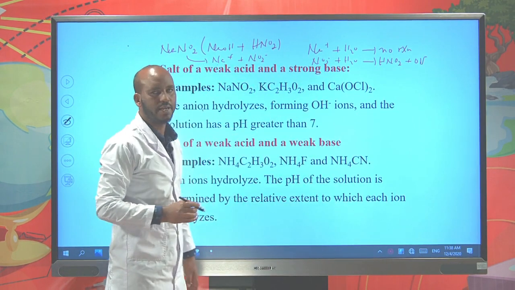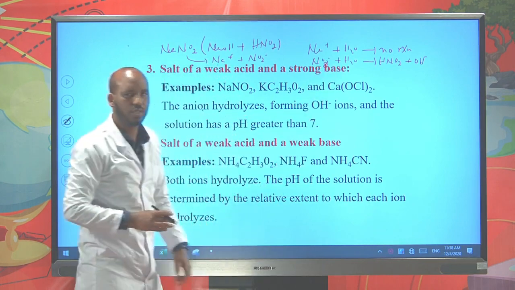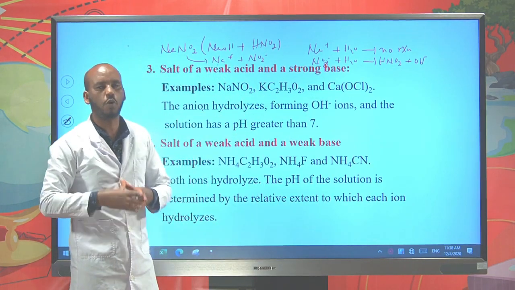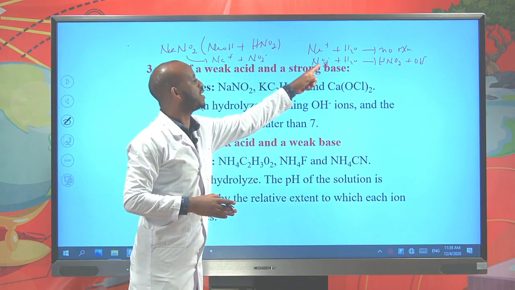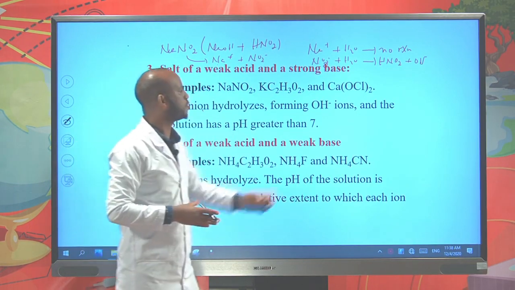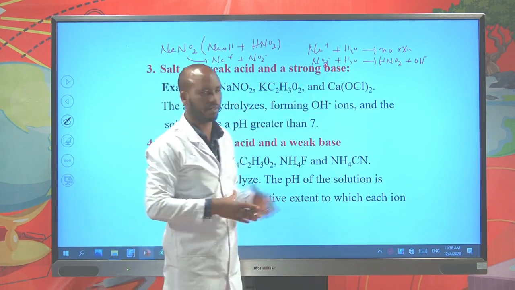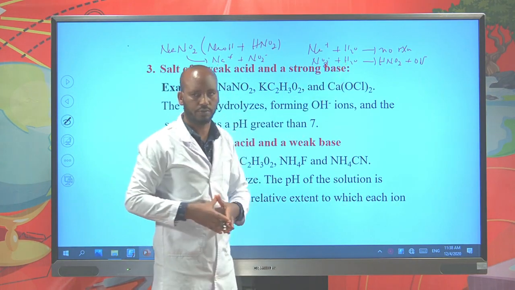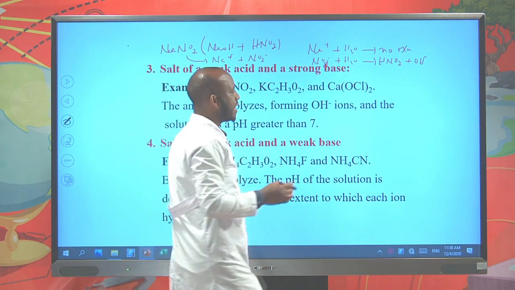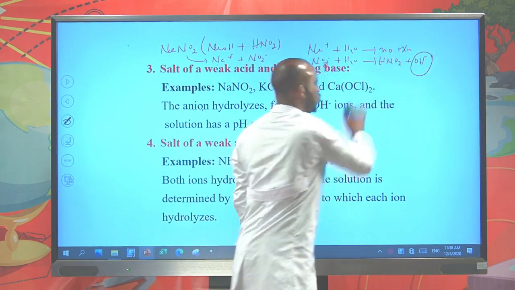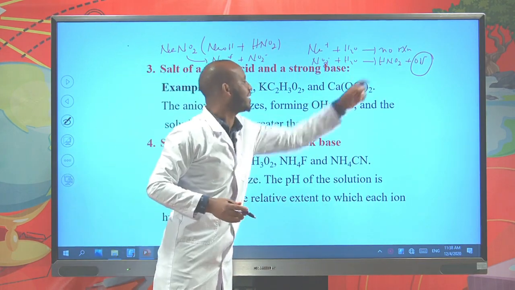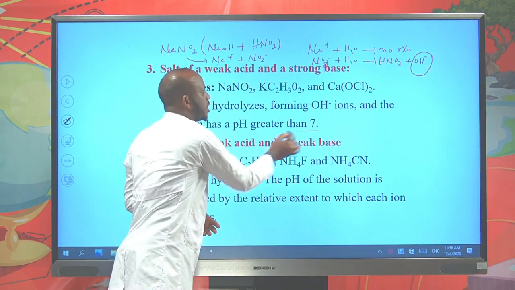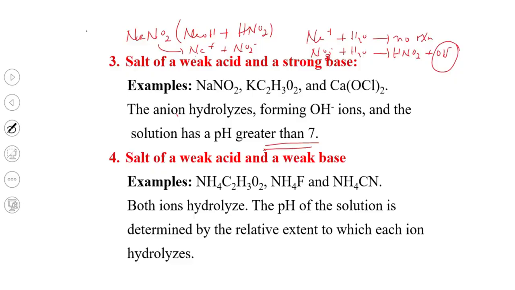Why does nitrite ion react with water? Because nitrite ion is the conjugate base of the weak acid, nitrous acid. If an acid is weak, its conjugate base is relatively strong, can accept a proton from water, and has an affinity for a proton. Now there is an excess of OH minus in the solution and the solution becomes basic. The pH of the solution is greater than 7. See? Basic solution.